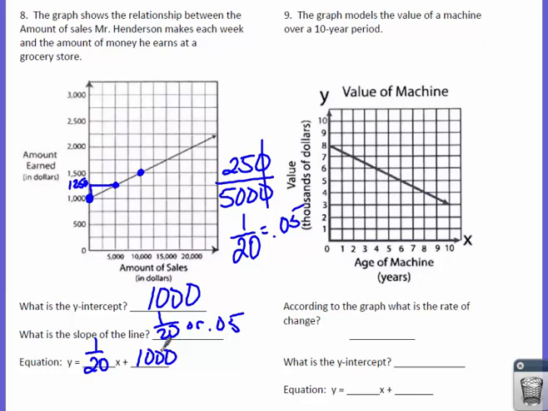Okay, the second one, number 9. The graph models the value of a machine over a 10-year period. So if you have a machine, the moment you buy it, it's going to start devaluing. In other words, its value is going to go down. And that's what this graph represents. So according to the graph, what is the rate of change? Again, rate of change, our slope. Now in this one, our slope is kind of interesting. So let's take a look at it.